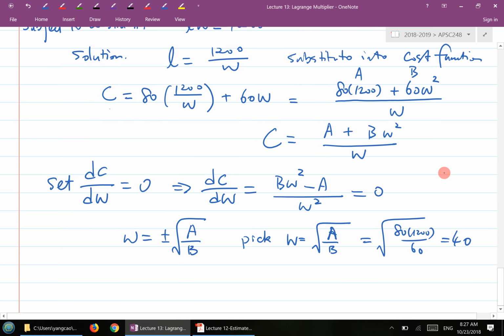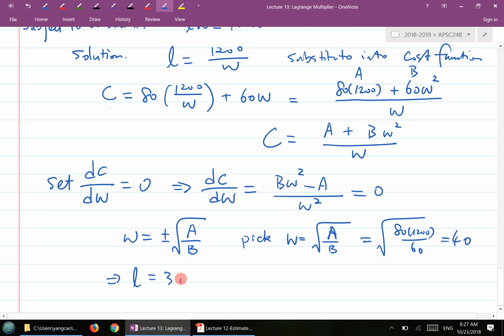As W is 40, that means the L is 30. So L turned out to be shorter than W. So that's your solution basically. If L is 30 and W is 40, then you get the minimum cost for this fence.